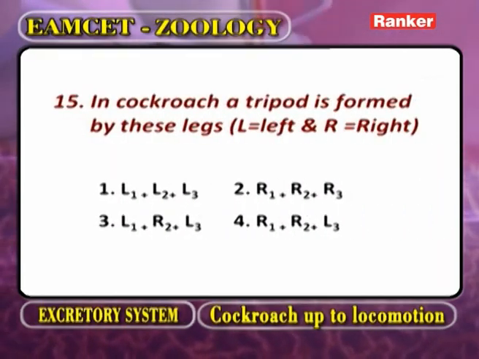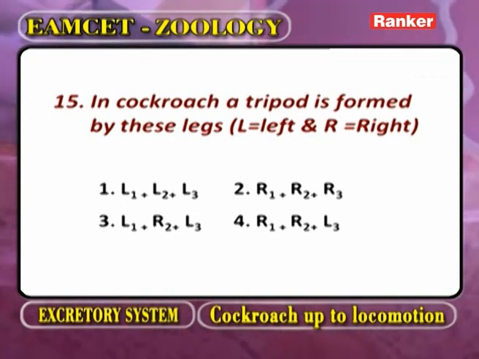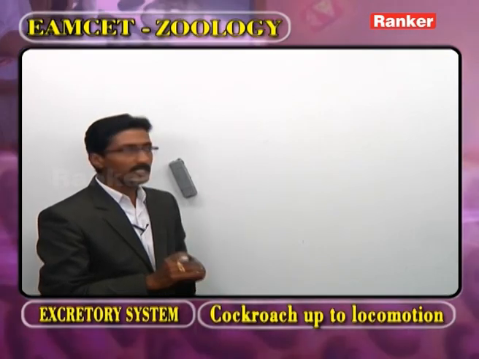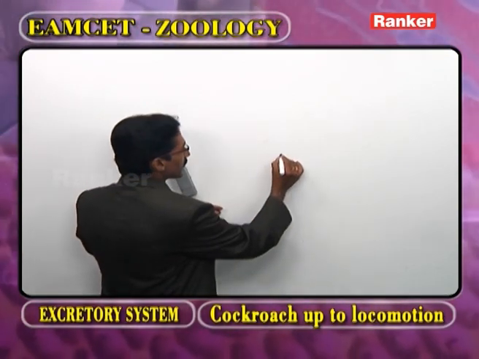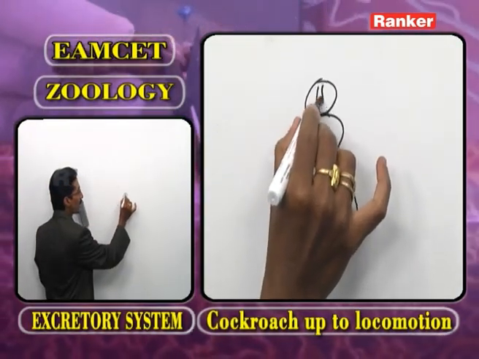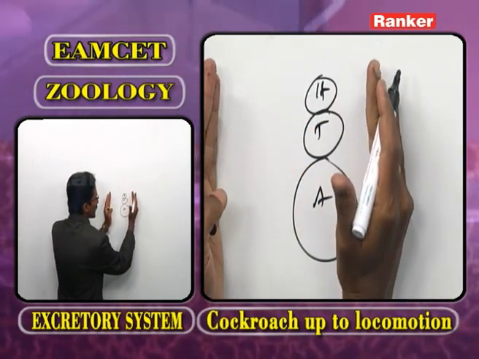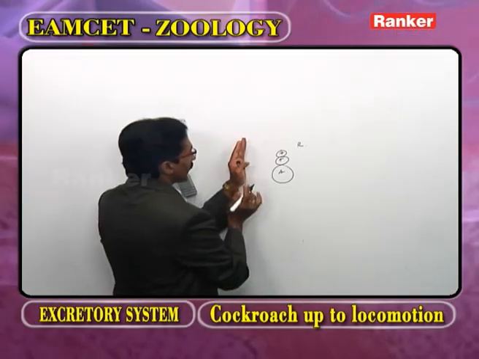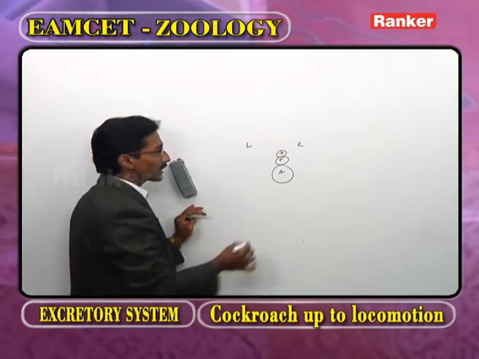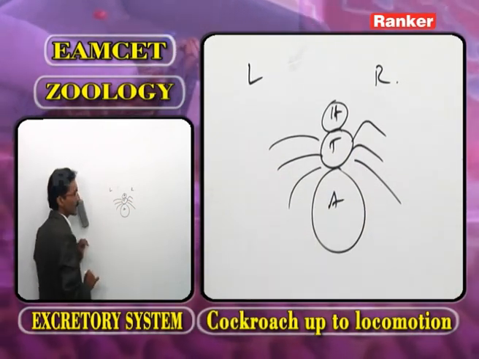In the cockroach, the tripod is formed by which legs? Now in the cockroach or insect, the tripod is formed by these legs. Now this is the body of the cockroach. This part is called the head. This is the thorax. This is the abdomen. Now this is the right side and this is the left side. In the body, how many legs are present? 3 pairs.